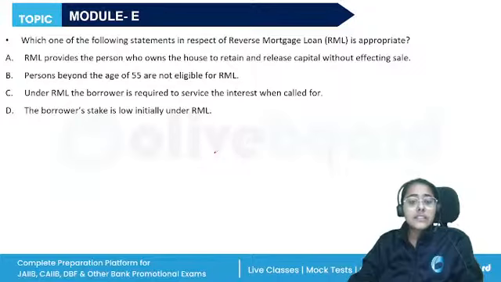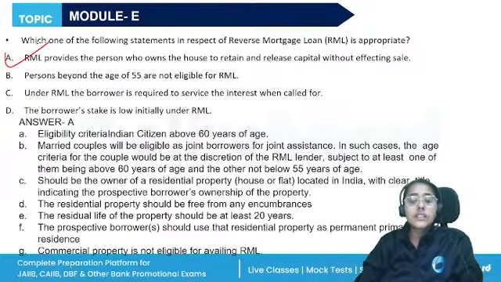So the correct answer here, which of the following statements is appropriate, will be option A. It provides the person who owns the house to retain and release capital without affecting sale.